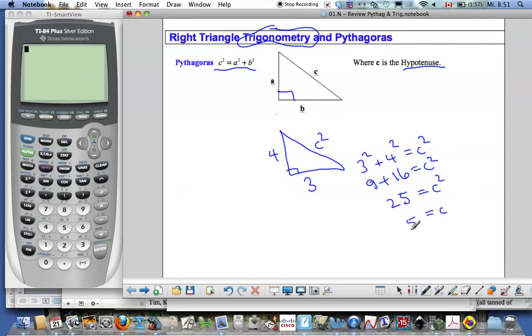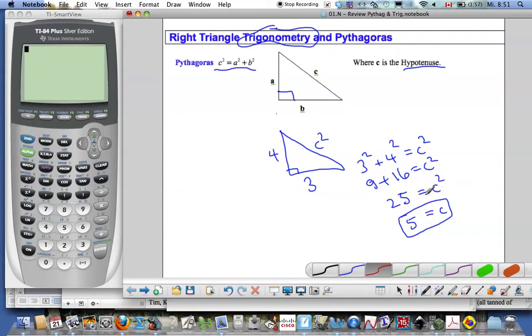C equals 5. So using the Pythagorean theorem, we can determine the third side if we know two sides, and it has to be a right triangle. Has to be a right angle. Remember that. Okay, let's move on to trigonometry.